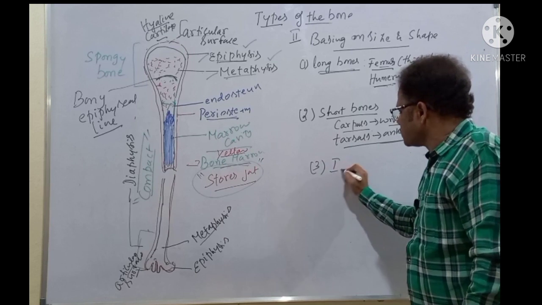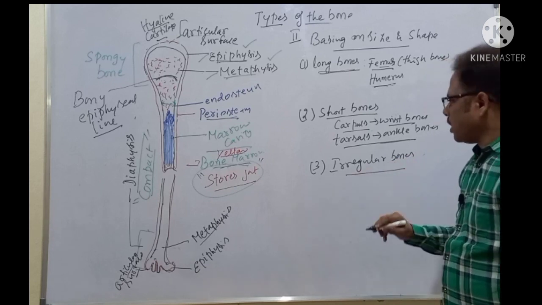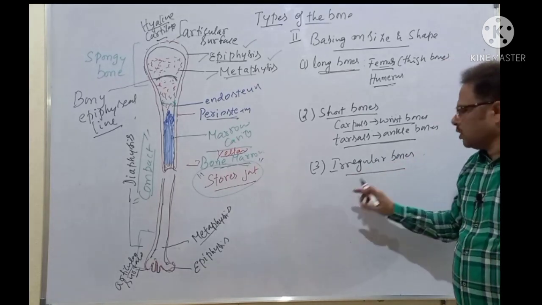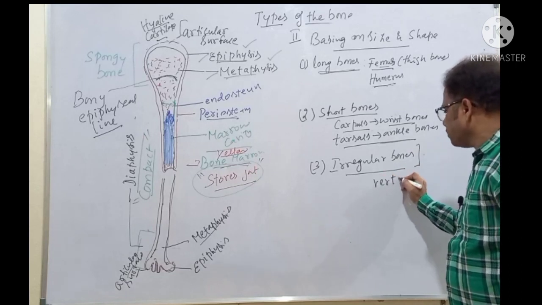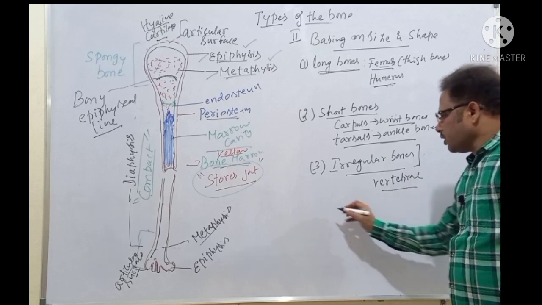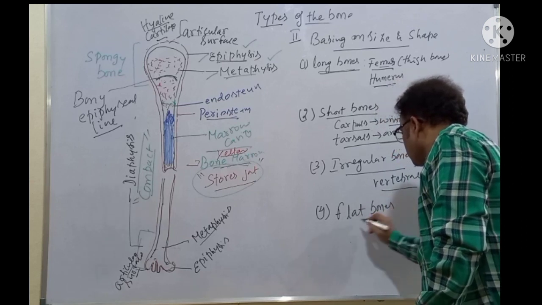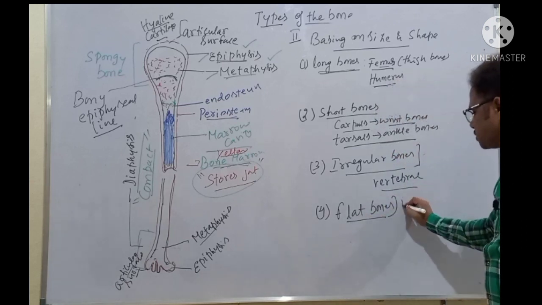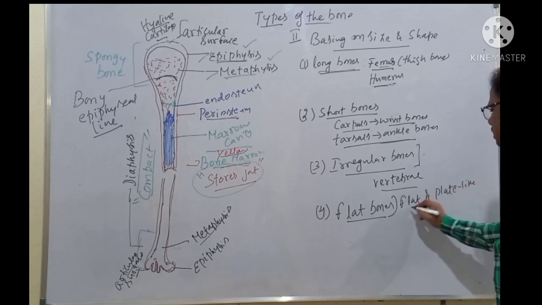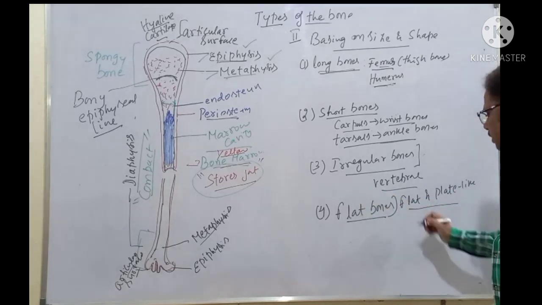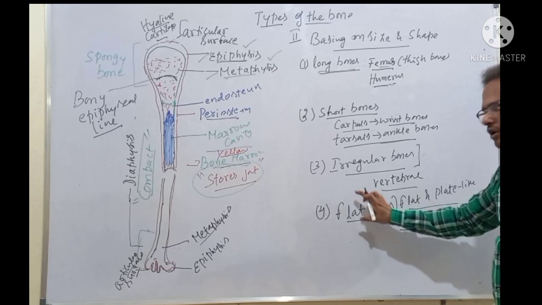Next one is irregular bones, based on the shape. As the name indicates, there is no regularity here. There is no regular shape, and therefore they are called irregular bones. Example, vertebral bones, the vertebrae. Next one is flat bones. They are flat, plate-like structures, and that's why they are called flat bones. Example, cranial bones. The bones of the cranium, that is the brain box, are examples of flat bones.